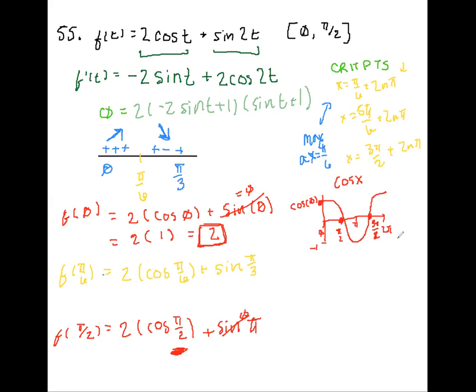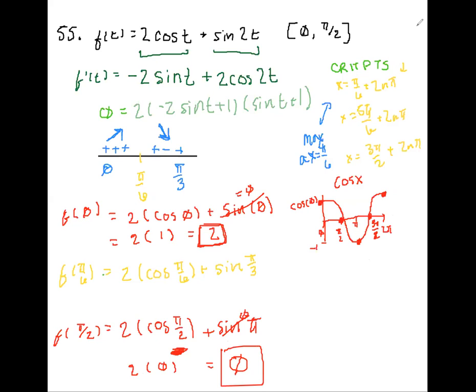I'm sorry that I keep misreading these, and I hope I'm not confusing you too much. But basically, these are the 5 main points that you should know along a cosine curve. Cosine of pi over 2 and 3 pi over 2 is equal to 0. Cosine of pi is equal to -1. And as we established, cosine of 0 and cosine of 2 pi is equal to 1. So this is going to be 2 times 0 plus 0, which is equal to 0.